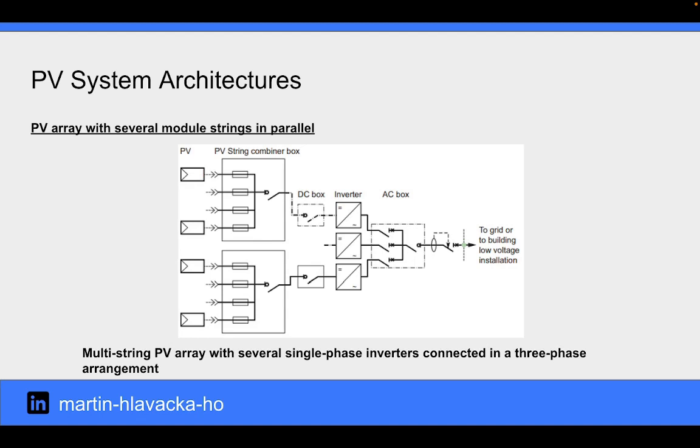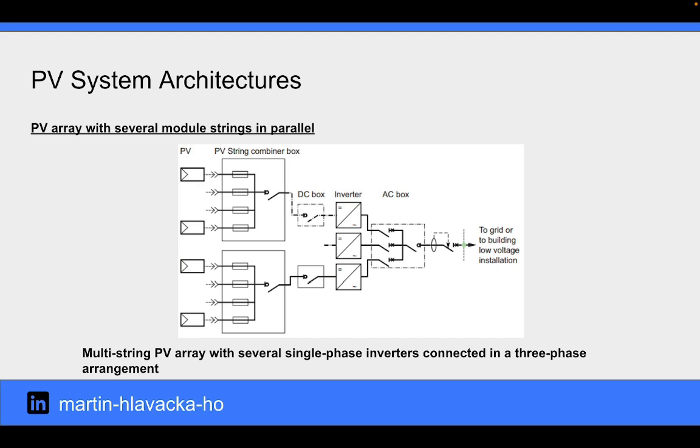Another configuration is a PV array with several strings divided into several groups. When power levels exceed 50 or 100 kilowatt, photovoltaic arrays are split into subgroups to make it easier to connect the various components. Strings are paralleled on two levels. Strings in each subgroup are paralleled in subgroup PV string combiner boxes. These boxes are fitted with safety devices, the necessary measuring equipment and monitoring devices.